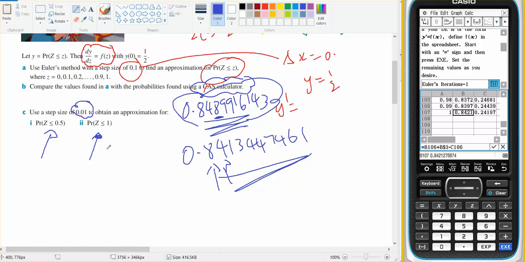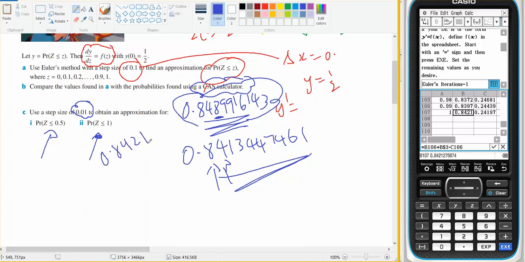Now that I've done all of that, when I get to 1, that's what the estimate for this is. From 0 to 1, I'm using steps of 0.01, so 0.8421, looking down the bottom, 8421275, which is a much closer estimate. That's 1 and I was at 2. This is correct to CAS, whereas these are estimates using Euler's approximation.